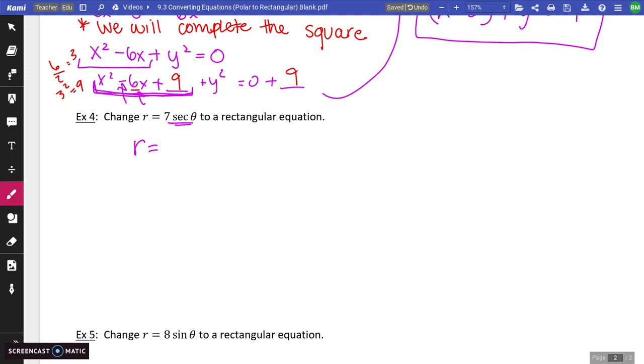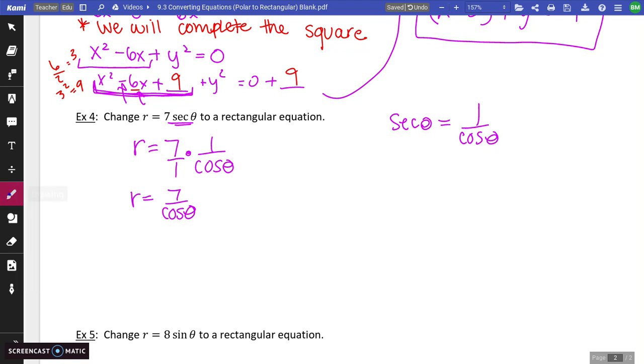I know that secant is the same as 1 over the cosine of theta. Those are reciprocals. So I'm going to replace it with 1 over cosine. Remember, it's multiplication there, 7 times 1 over cosine. I can think of it like 7 over 1 becomes 7 over cosine theta. Okay. Now, I still don't really have anything that would be helpful to replace. I could replace r, but then I'm left with this cosine, and that doesn't really help me.